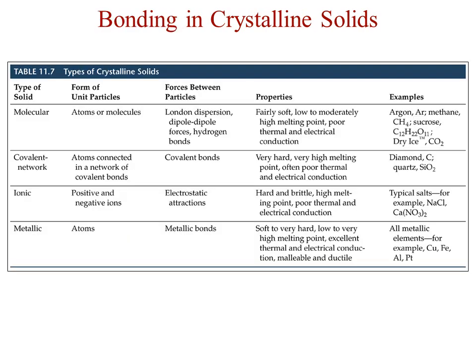This page has all of the properties and intermolecular forces that I discussed on the previous slide listed in a very pretty chart. There's also examples, and I suggest you have some of these in your head when you're taking a test. Molecular solids, a good example is dry ice, sugar, water, things like that. Covalent network only has 2 examples, diamond and quartz. Ionic solids are your salts, and metallic crystals are any of your metals in the periodic table.